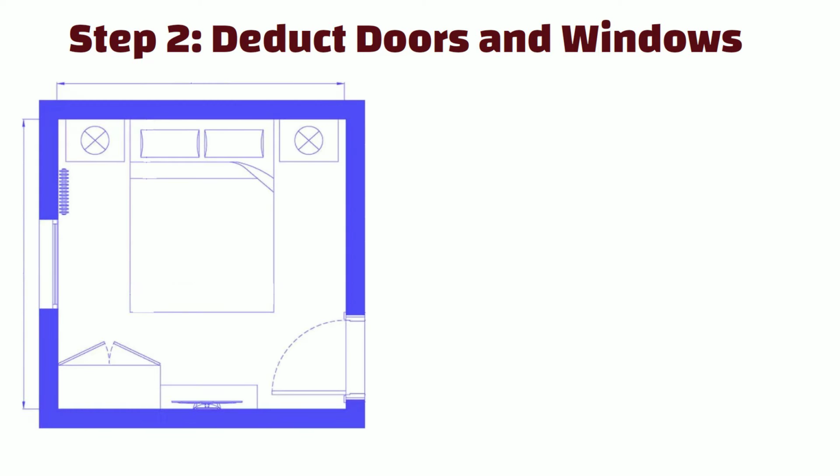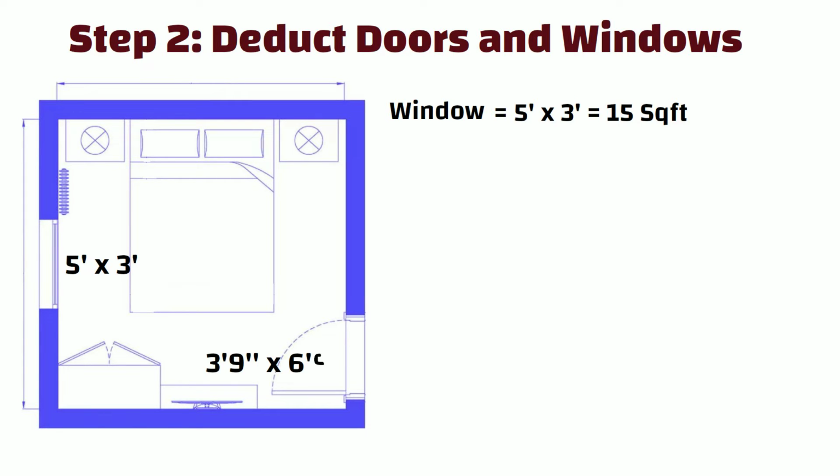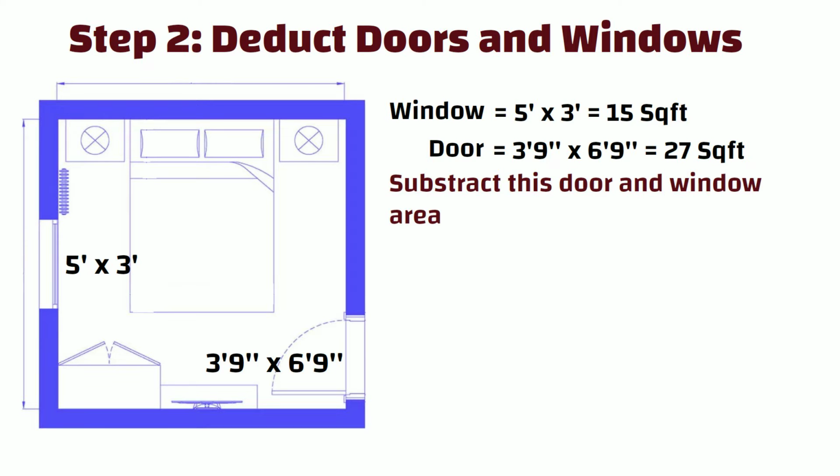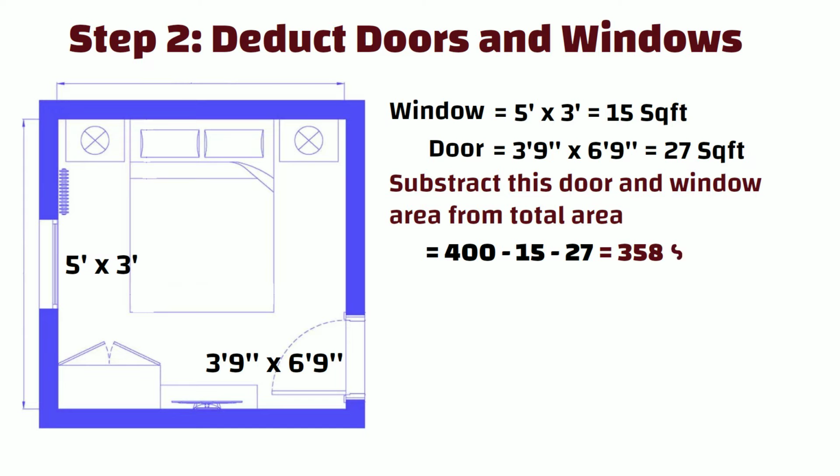Now step 2. Deduct doors and windows. Window dimensions 5 feet into 3 feet is equal to 15 square feet. Door dimensions 3 feet 9 inches into 6 feet 9 inches, it comes to approximately 27 square feet. Now subtract this door and window area from total area. That is, 400 was the total wall area minus 15 minus 27 is equal to 358 square feet.